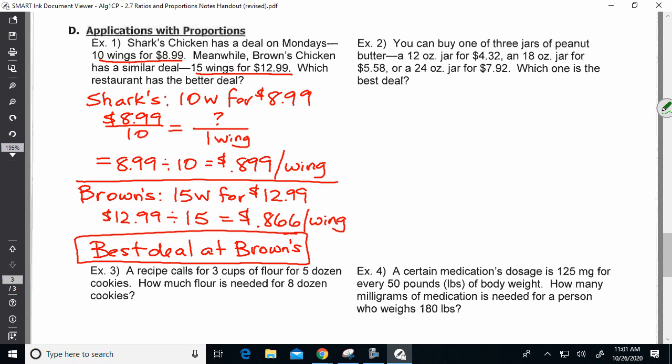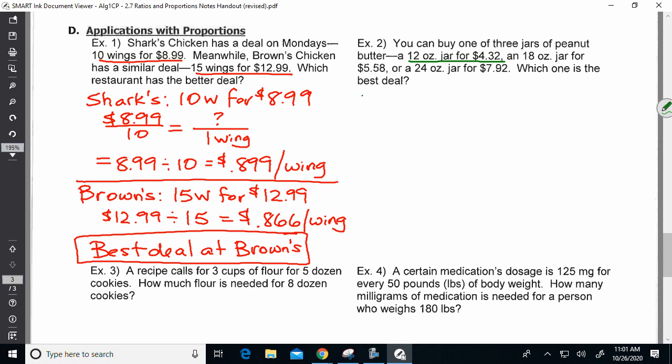Example two. Same rule applies. You can buy one of three jars of peanut butter. A 12-ounce jar for $4.32, 18 ounces for $5.58, or 24 ounces for $7.92. Which one is the better deal? So it's just like example number one, except we have to do it for each one.